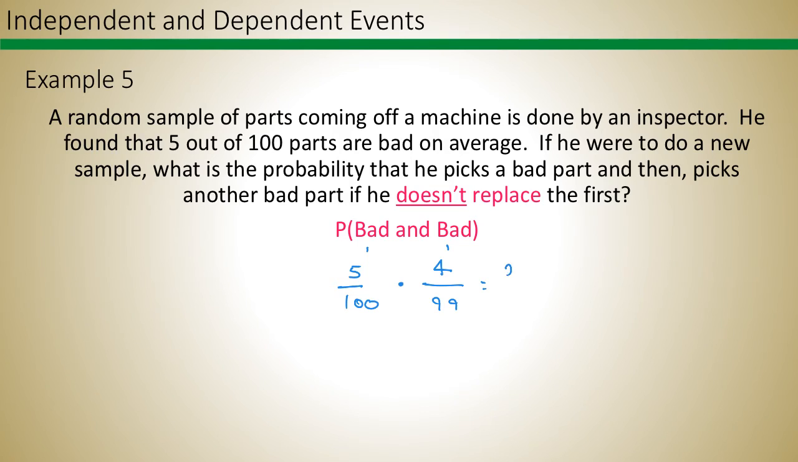So that's going to be 20 over 9,900. Okay, we can simplify that, and that's going to be 1 over 495. As a decimal, that would be 0.002. As a percentage, we would say 0.2%. So that would not be very likely. Okay, but there's our probability.